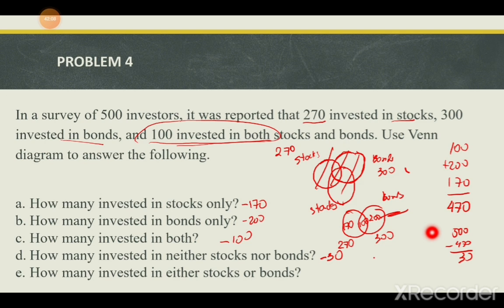And how many invested in either stocks or bond? We have 170 plus 100 plus 200. So, we have 470. Right? Pag or kasi, or stocks or bond, kinukuha natin yung union niya.